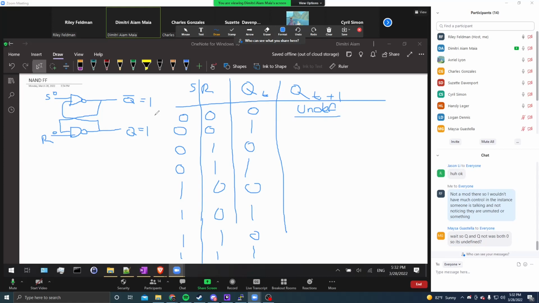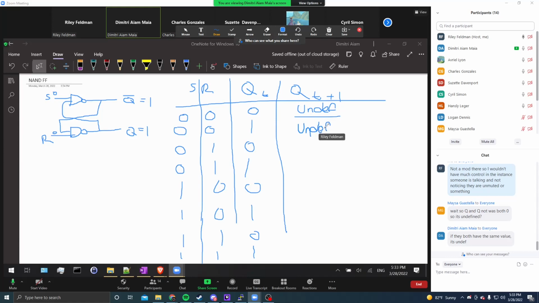Q and Q naught were both 0, so it's undefined. In the first example, Q and Q naught were both 1, so it's still undefined. If they were both zeros, yeah, but I don't think we ever get that within the NOT gate switch, or sorry, latch. It was in our case 1, but if they were both 0, that would still be undefined. So in this case, this is also undefined.